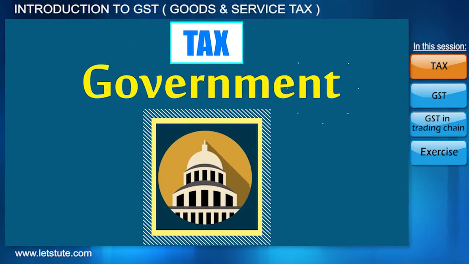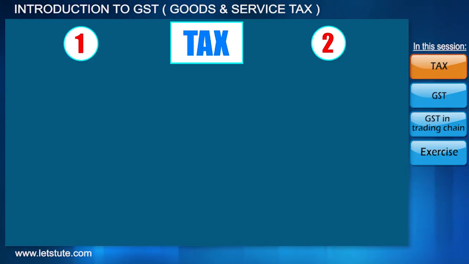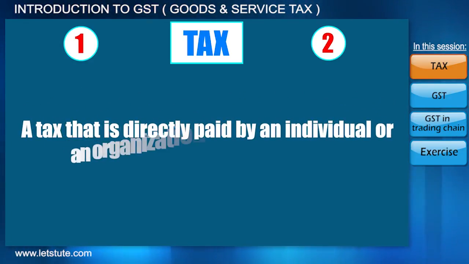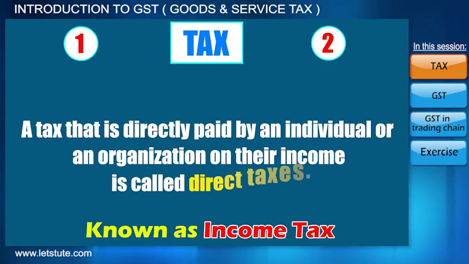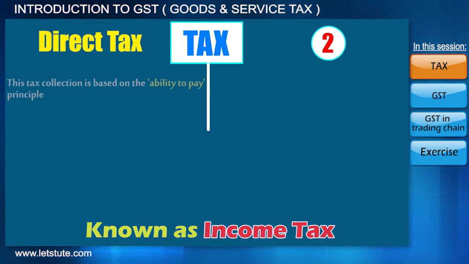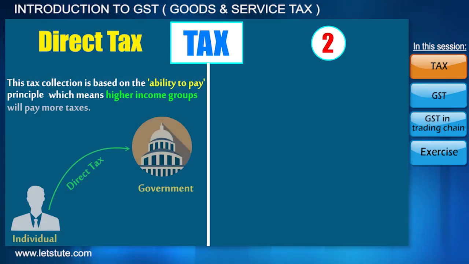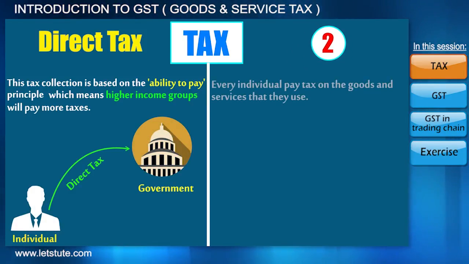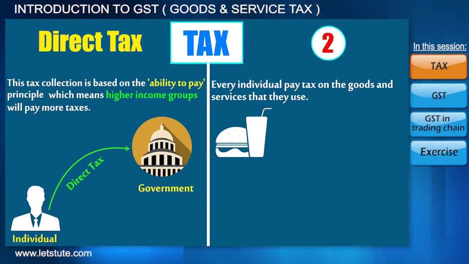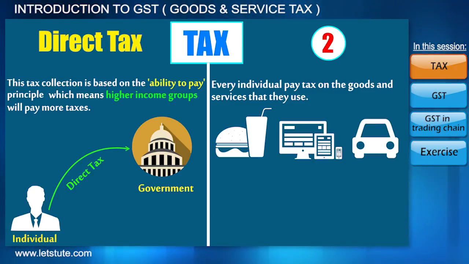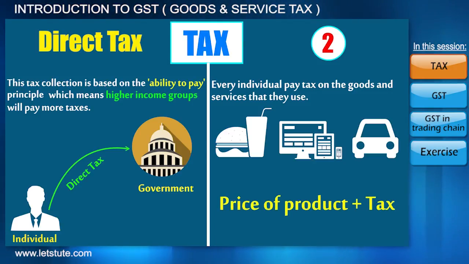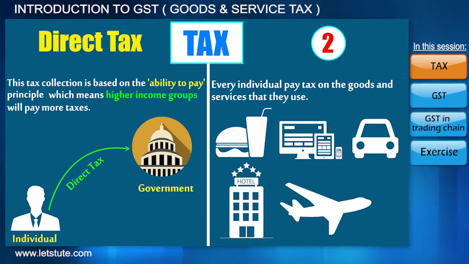Taxes are collected by government from two modes. A tax that is directly paid by an individual or an organization on their income is called direct taxes. This tax collection is based on the ability to pay principle, which means higher income groups will pay more taxes. In the second case, every individual pays tax on the goods and services that they use. For example, buying any food item, electronics, vehicles, etc. The amount paid by us is the sum of the price of the product and tax applied on it. The same is applicable while using any services like staying in a hotel or traveling via plane.